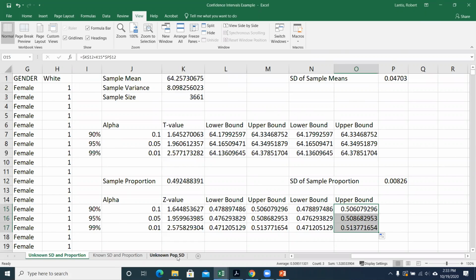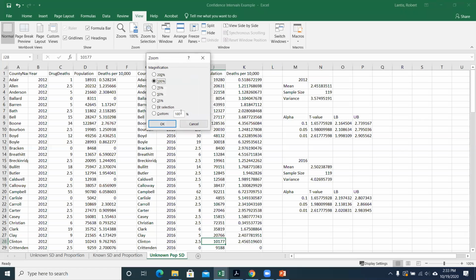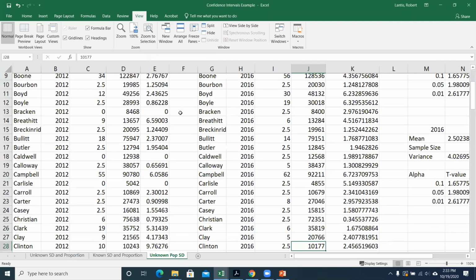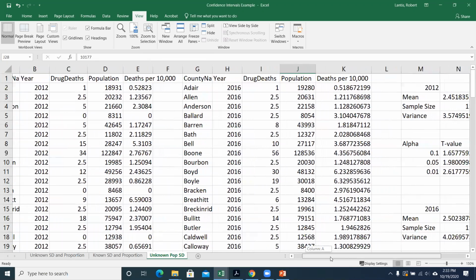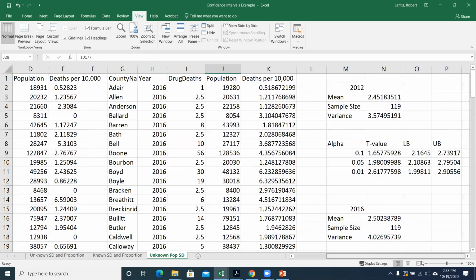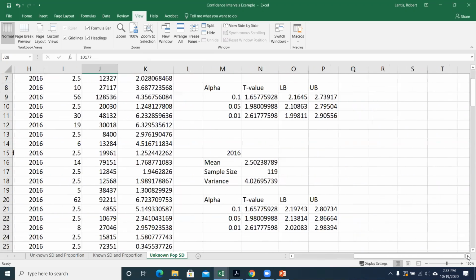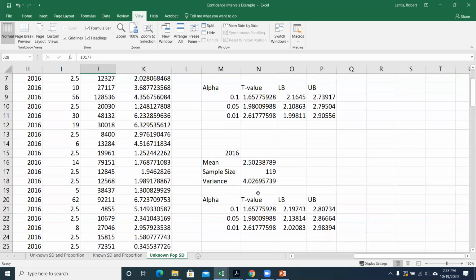And I just want to mention, I do have another sheet over here that's just another example. It's just more of the same thing. We're not going to take time to go through it in class, other than one thing we talked about last week: what if I have two different groups? So here I had 2012 and 2016 drug death data. I built the confidence intervals for 2012 and 2016, found their sample mean, sample variance, and so on.